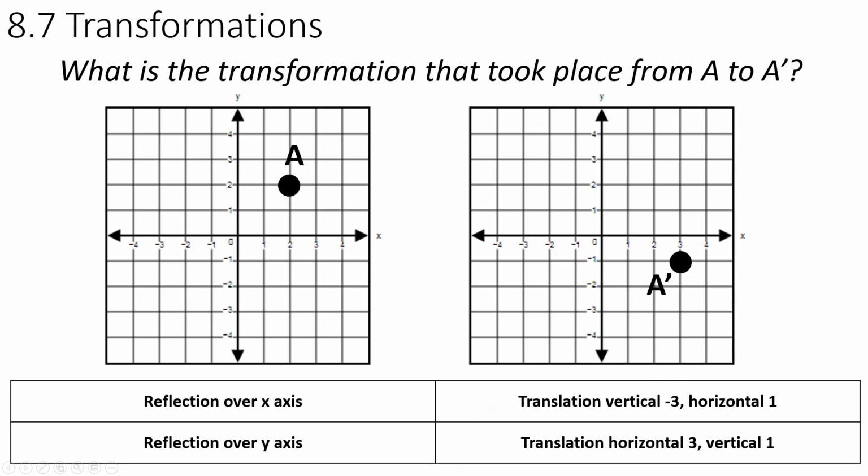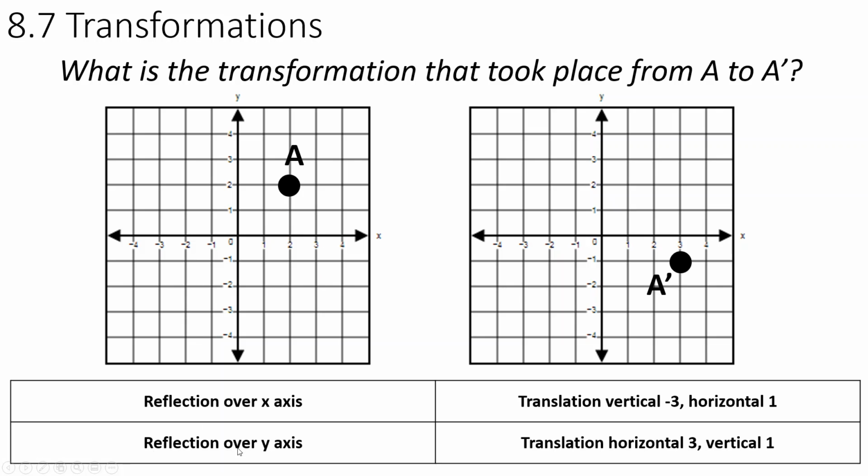What is the transformation that took place from A to A's image? A reflection over X, well, it was at 2, 2. Its reflection over X would put it at 2, negative 2. It's not at 2, negative 2, the dot. The A is, but not the dot.